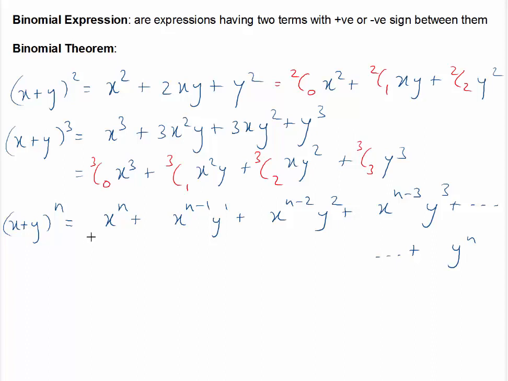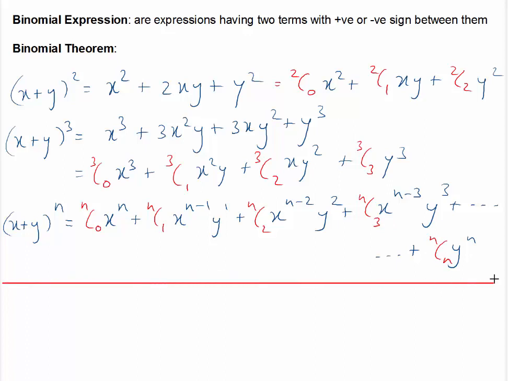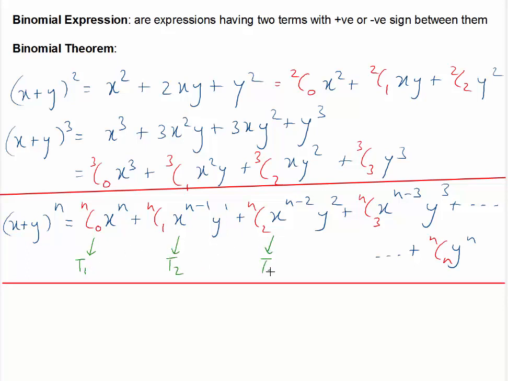So let's write the coefficients. The coefficient here would be nC0, this would be nC1, this would be nC2, this would be nC3, and this would be nCn. So this is the expansion of (x + y)ⁿ, and we must memorize this. Also note that this is the first term of binomial expansion, this is the second term, this is the third term, this is the fourth term, and if you keep going on, this would be the (n + 1)th term.